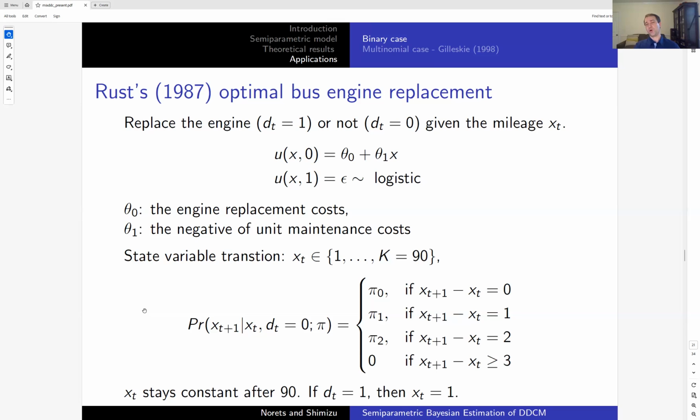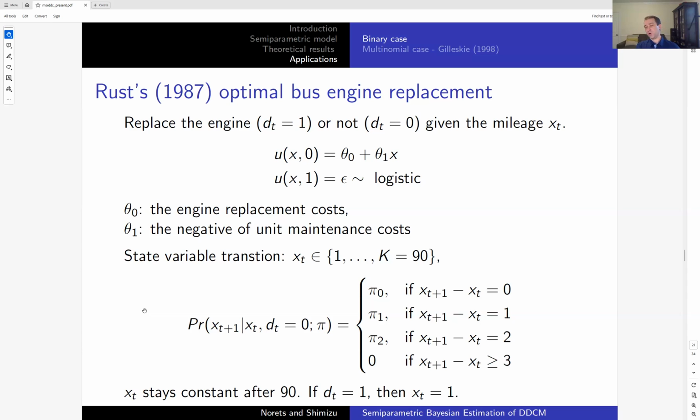We have some kind of costs of maintaining the engine that depend on mileage x, and when we replace the engine, we pay theta naught. So then utility functions can be written as a linear function of the mileage, and the difference in extreme values is a logistic. So we just put this logistic epsilon in one of these alternatives.